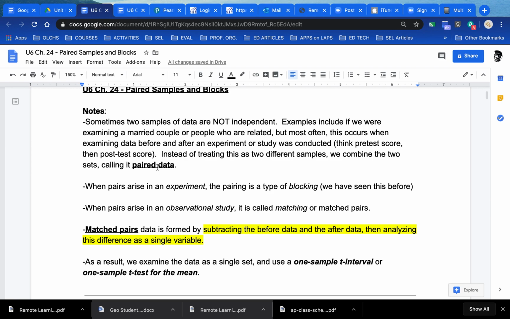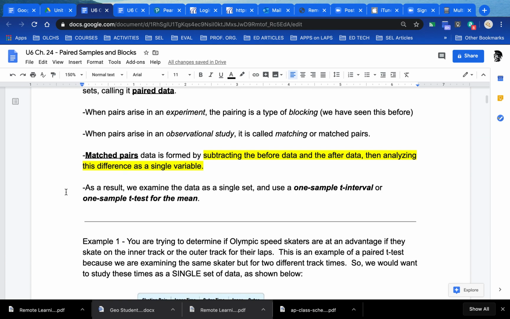Now, it's not a new test, it's not a new concept. You just, by saying they're not independent, they are paired, and then you do the following. So you basically treat those matched pairs as a single set of data, and you subtract your before data from your after data to see if there's like an effect on it.